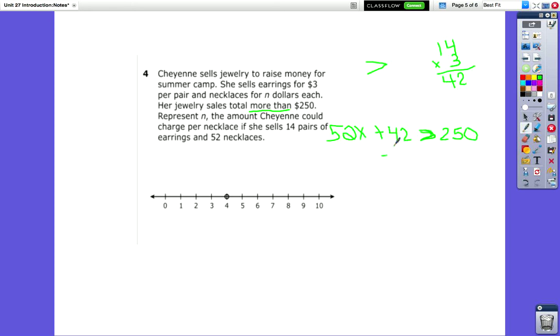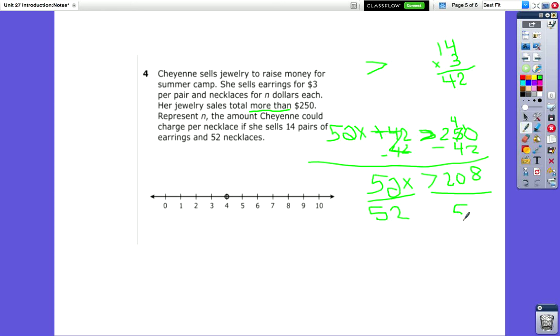We're going to solve by subtracting 42 from both sides. This cancels out. We have 52x is greater than, let's see, we need to borrow here. This becomes 10, so we get 208. And we already know our answer, but we still need to divide both sides by 52. And x is greater than 4. Since we just have the greater than sign, we're going to leave the circle open. And we're going to put our arrow to the right.